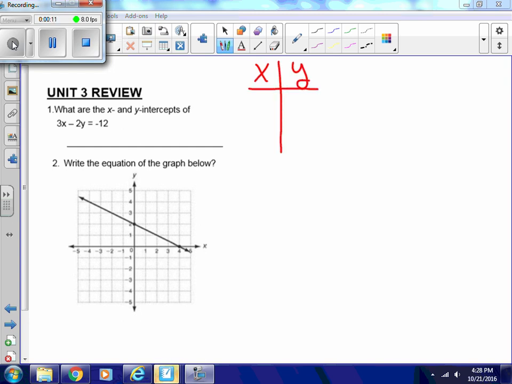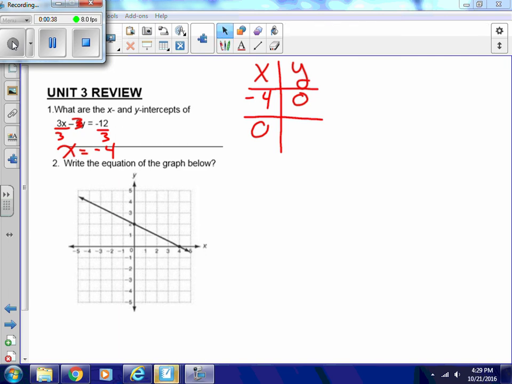Well, that just means plug in 0 for y and solve for x, and plug in 0 for x and solve for y. So let's plug in 0 for y. When you plug in 0 for y, doesn't that make that part go away? And we've got 3x equals negative 12. Divide both sides by 3, and x equals negative 4 when y is 0.